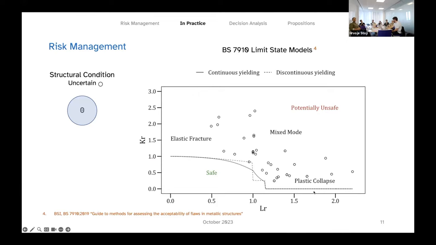And as you can see, this is not a regression through these points. If you're within this region, you're labeled safe. And that's because we've not experienced in the lab a test that's failed under these conditions. And if you're above this line, what they call it is potentially unsafe. That's how it's labeled in the standard.